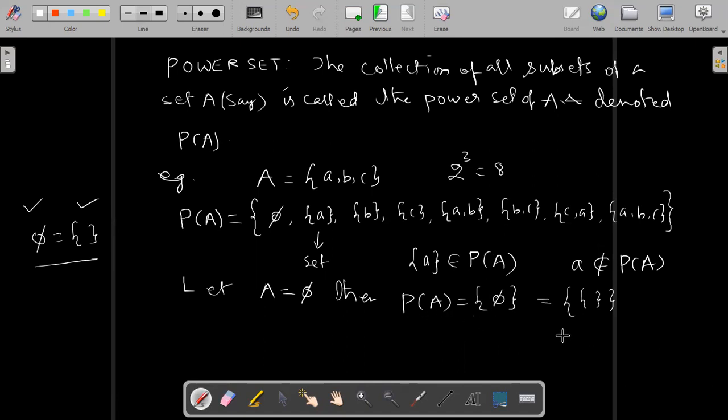The power set of A will have one element. Why will it have one element? Because I told you 2 raised to power n, and here how many elements are there? 0. So 2 raised to power 0 is 1. The power set of an empty set will have one element.